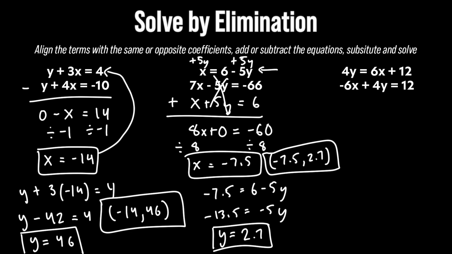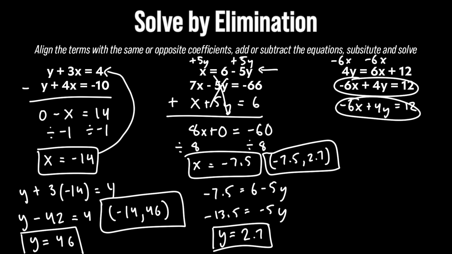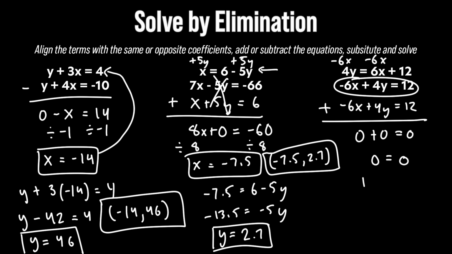Now for this last problem here, we're going to move around some of the variables to make both of the equations aligned with each other. So this first equation, we're going to subtract negative 6x from both sides. And so the first equation is going to be negative 6x plus 4y is equal to 12. And we see that it's the same as the second equation now. So if we were to do elimination, then we get 0 plus 0 is equal to 0, or 0 is equal to 0, which proves that in this case, the equations are graphically the same, and there's an infinite number of solutions.